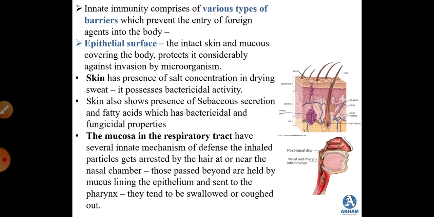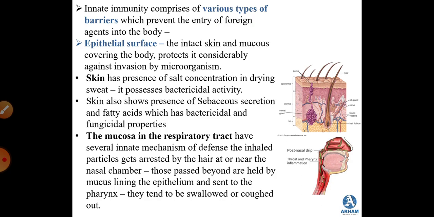Next, let us see innate immunity in further detail. Innate immunity comprises various types of barriers which prevent the entry of foreign agents into the body. Now let us understand these barriers. We'll study various types of barriers found in a living organism's body, and these barriers are inborn. They are not acquired, they are not adaptive, they are inborn, which a human or any kind of living organism inherits. So the first barrier is the epithelial surface.